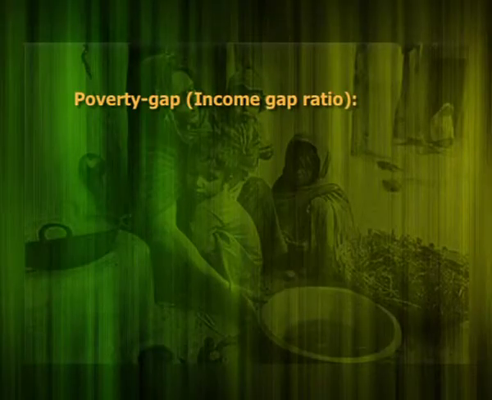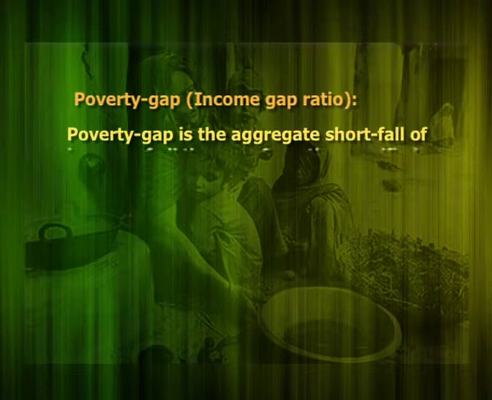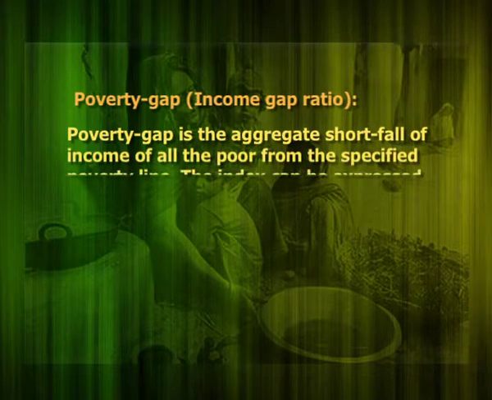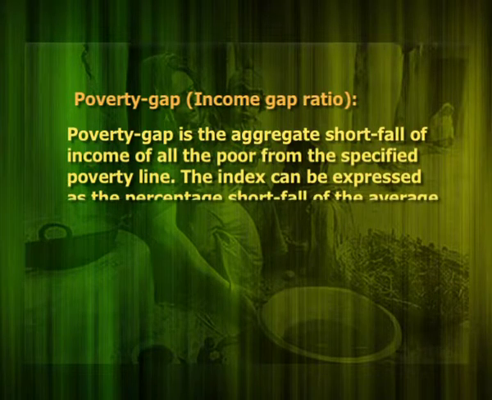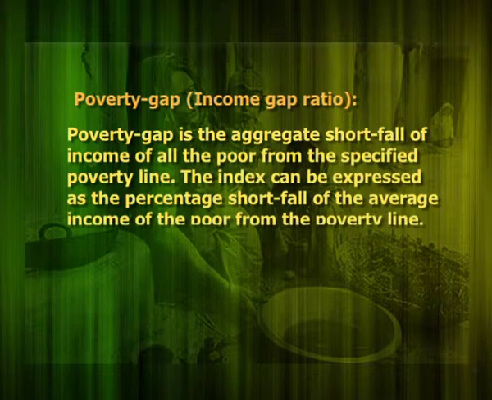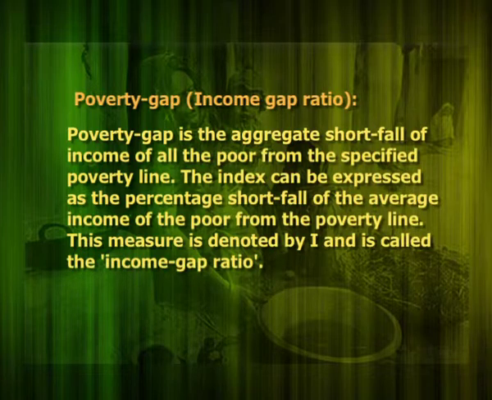The second is the poverty gap, which is the income gap ratio. The poverty gap is the aggregate shortfall of income of all the poor from the specified poverty line. The index can be expressed as the percentage shortfall of the average income of the poor from the poverty line. This measure is denoted by I and is called the income gap ratio.